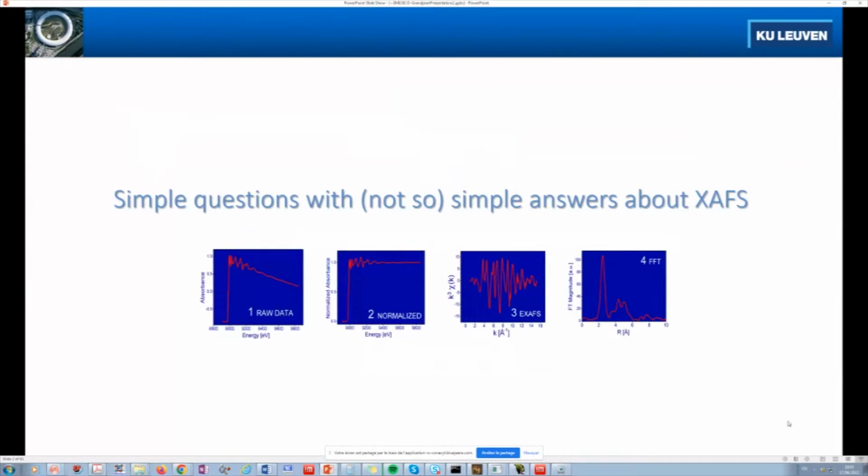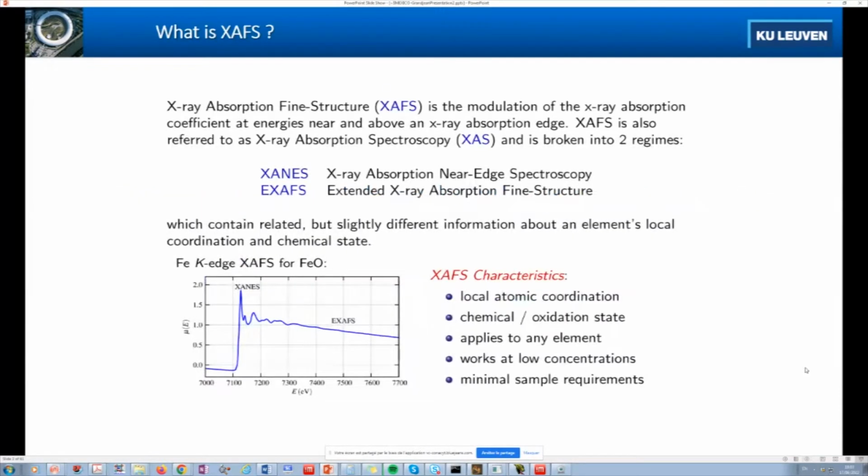So just to start, I wanted to ask a simple question about EXAFS, like a short introduction. Here I put the 4 different stages of the treatment of the data. You have the raw data, you normalize, you do EXAFS, and you do Fourier transform. So in more detail, what is EXAFS?